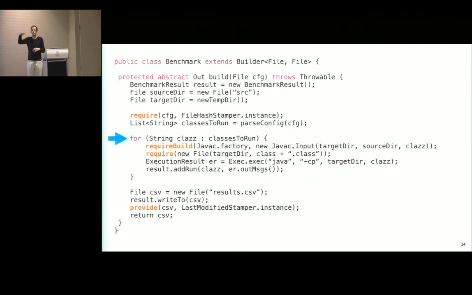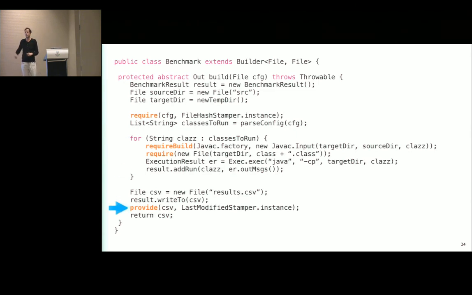What we're doing here is we parse the configuration file of the benchmark, and then depending on the results of this parsing, we install further dependencies. So here we are installing dependencies on the Java C builder and on the generated class file from that builder. But this really depends on the content of the configuration file.